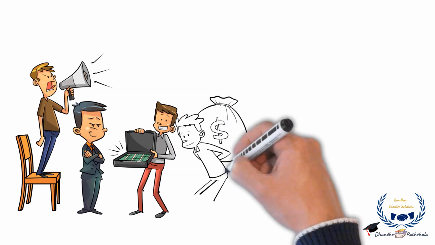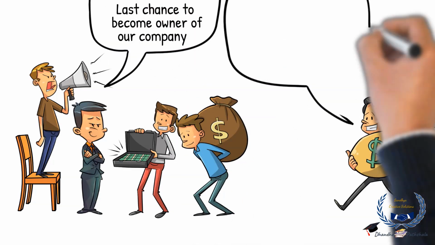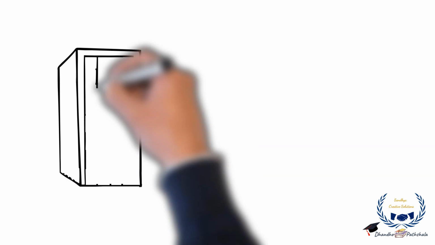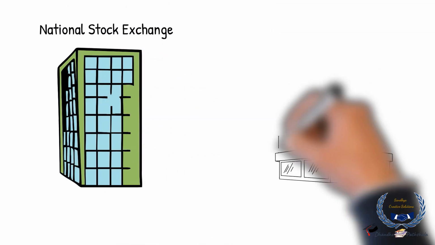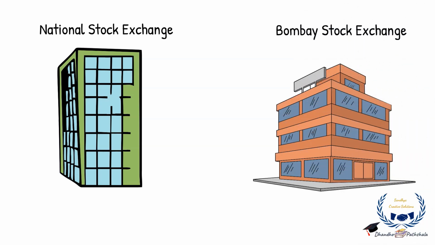After IPO, normally those shares get listed in share market. Share market is a market where you can buy and sell the ownership of businesses. In India, the two main stock exchanges are National Stock Exchange and Bombay Stock Exchange. Though National Stock Exchange is the most popular, but Bombay Stock Exchange is the oldest exchange in India.